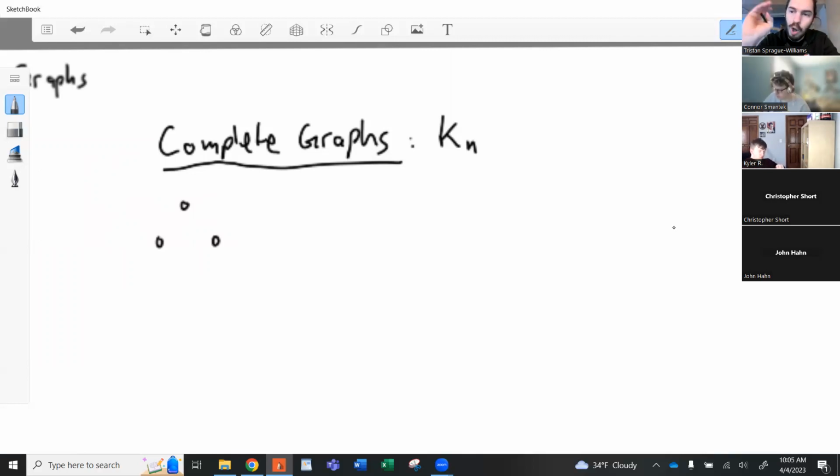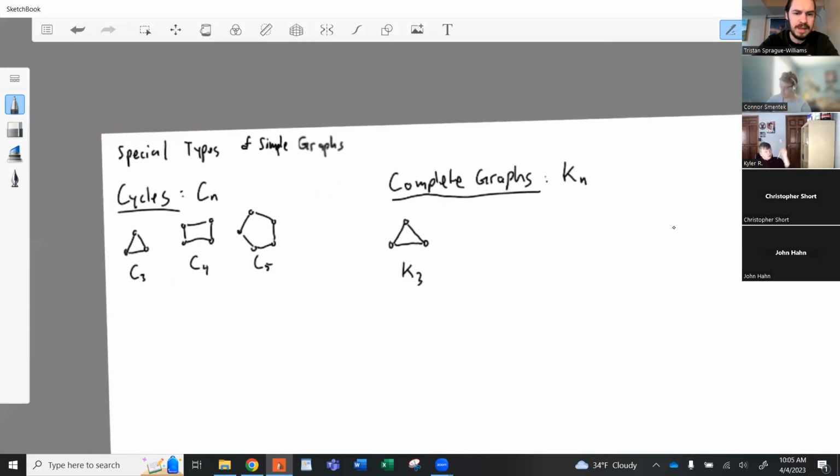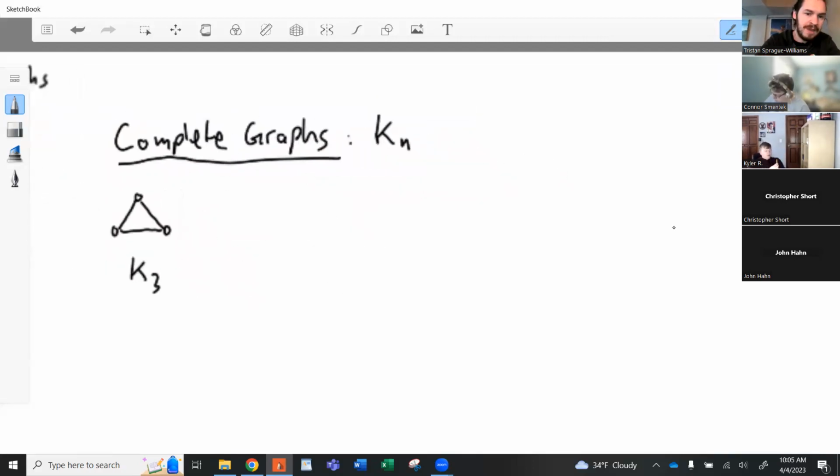So it has all of the edges. Every vertex is adjacent to every other vertex. So K3 looks like this. You'll notice K3 and C3 happen to be the same. That's fine. But K4 is different from C4, whereas the 4 cycle is just these 4 edges, K4 would be also these 2 edges.